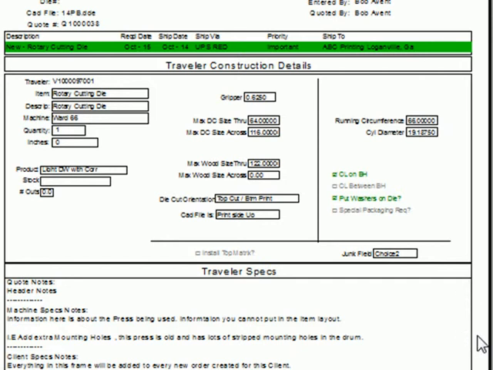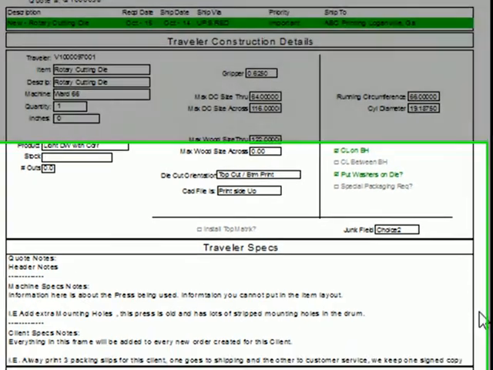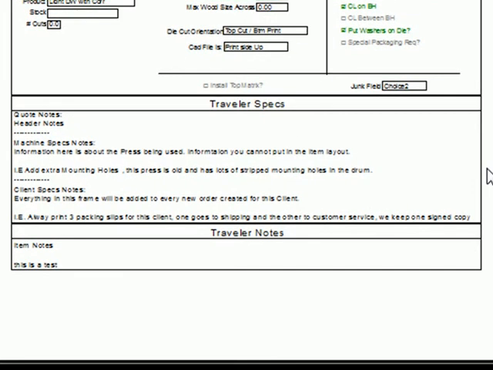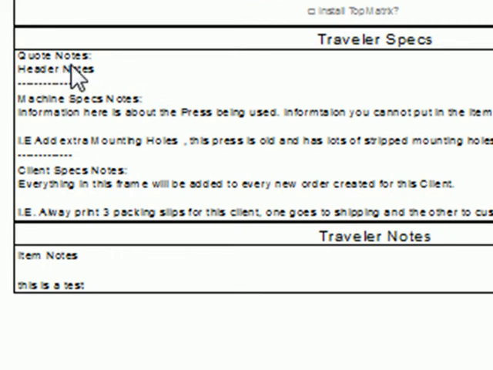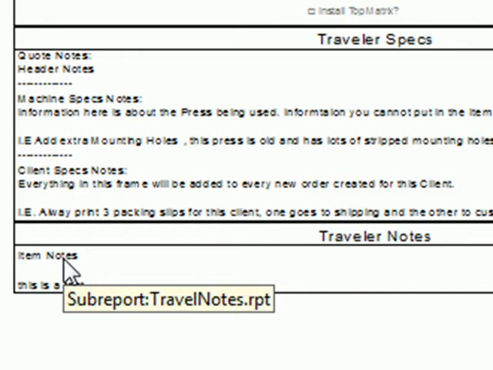We also show you down in the bottom some traveler specs. These are notes that have been added to the machine specs when you create those machine specs initially. And you'll notice that the header notes that came in from the quote and the item notes that were on the quote are automatically brought into the order, so they don't have to be retyped and they are not lost.